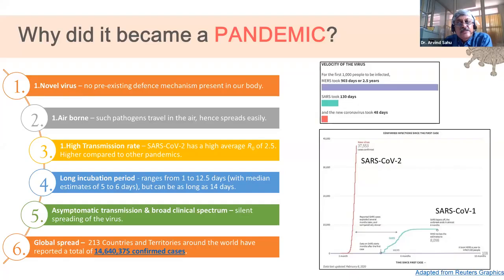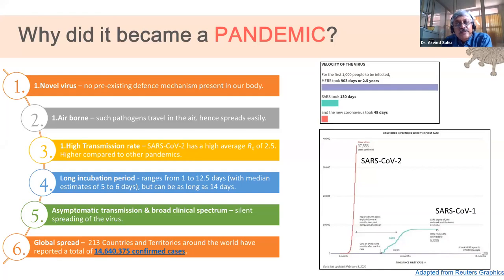The third thing is it has a very high transmission rate. It transmits very easily anywhere. One person can give it to around 3 people, is what has been estimated. So the transmission rate is again very good, which also makes it spread very easily.